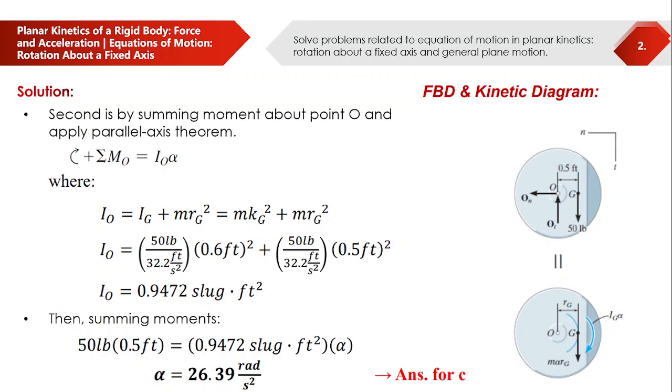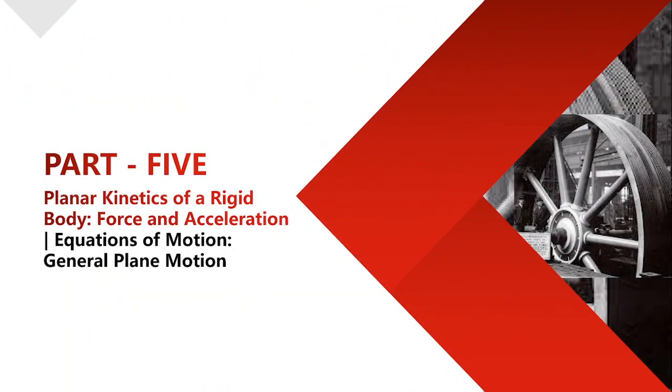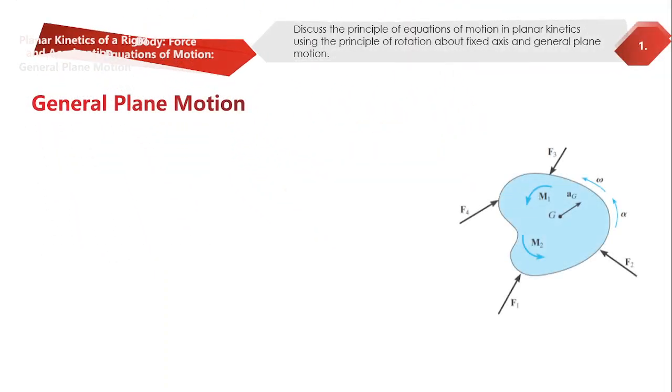I hope you did learn something. The next lesson is equations of motion and general plane motion. So what is general plane motion? As we all know, in module 4 we mentioned that general plane motion is the combination of translation and rotation about a fixed axis. So it's expected that general plane motion is a bit tricky.